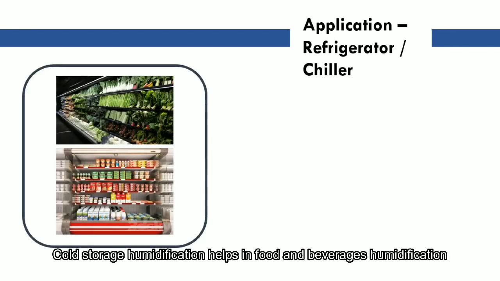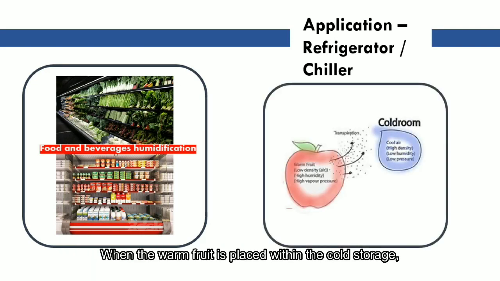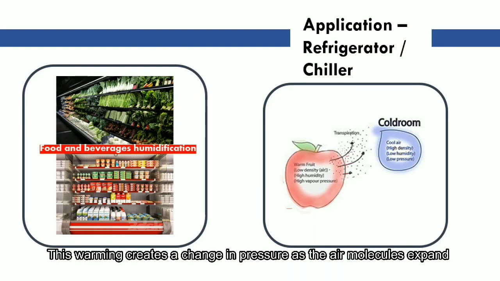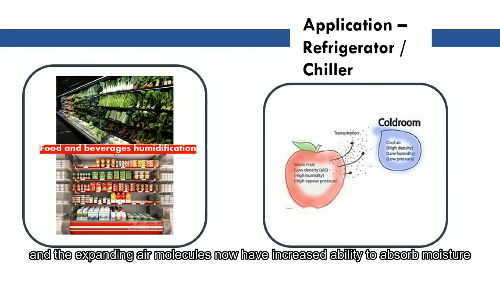Cold storage humidification helps in food and beverage preservation. When warm fruit is placed within the cold storage, it warms the air that comes into immediate contact with the fruit. This warming creates a change in pressure as the air molecules expand, and the expanding air molecules now have an increased ability to absorb moisture.